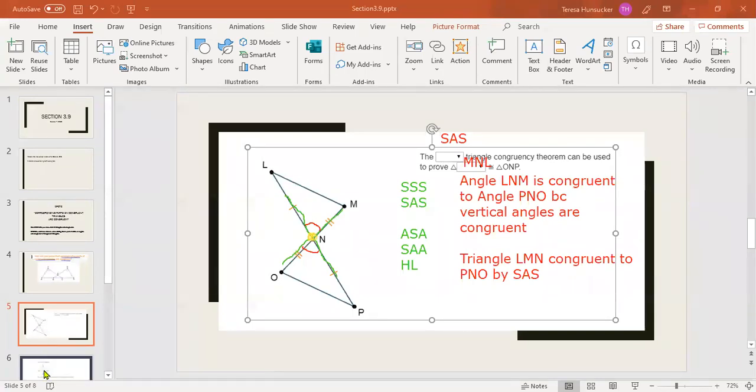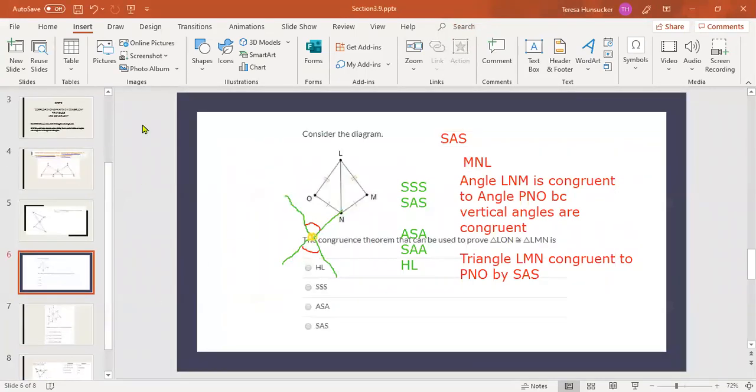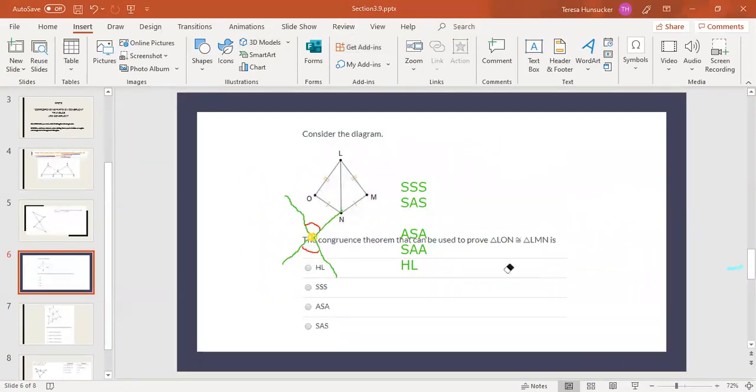Moving on. Let me erase all this. It says, consider the diagram. The congruence theorem that can be used to prove triangle LON is congruent to LMN is, well, let's use process of elimination. Okay. We have two pairs of sides so far, and it's not a right triangle, so no HL.